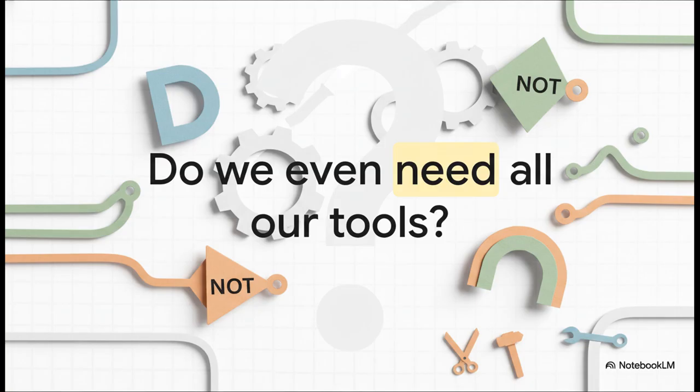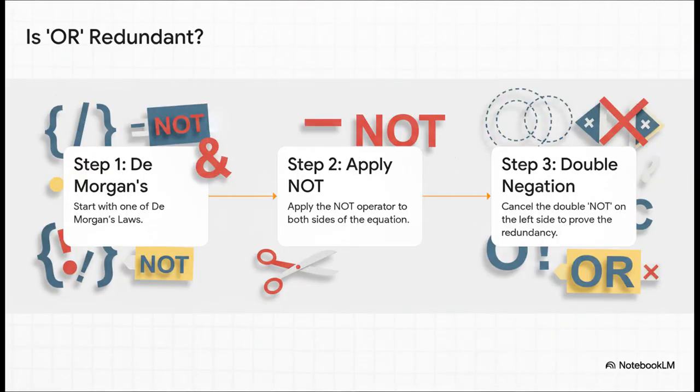We've been working with 3 main operators this whole time: and, or, and not. But are all of them truly necessary? Do we actually need all the tools in our toolkit? Let's just try a little thought experiment here. We can actually prove one of our core operators isn't really fundamental at all. Let's start with one of De Morgan's laws.